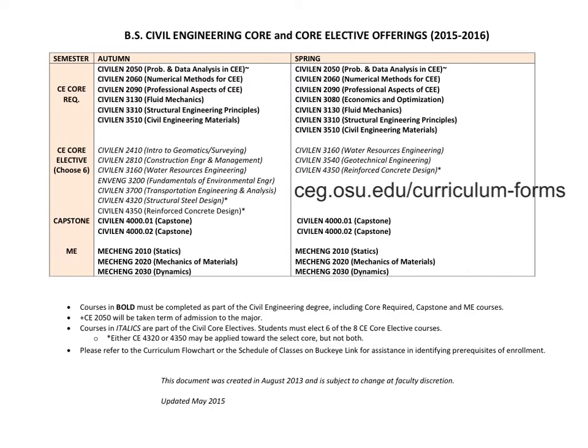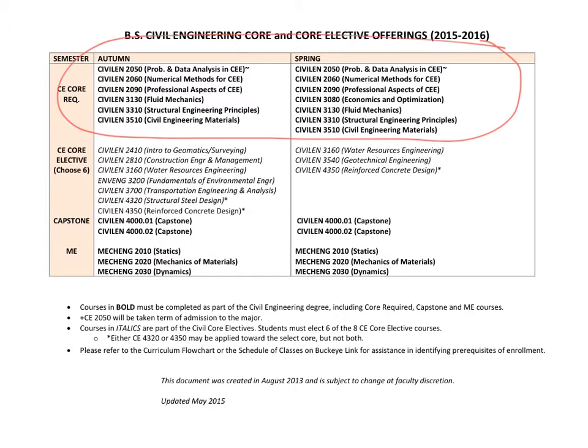So the courses that you see at the top, that would be Civil 2050, 2060, 2090, and so forth. Those courses that are in bold and standard type, those courses are what we call our required core courses. Those are the courses that every single student must take before they graduate in the civil engineering program.